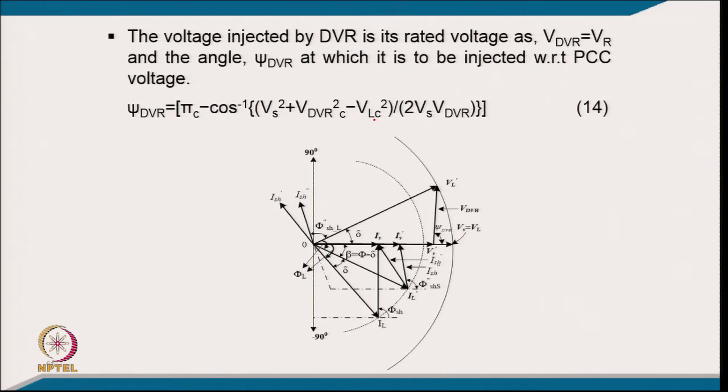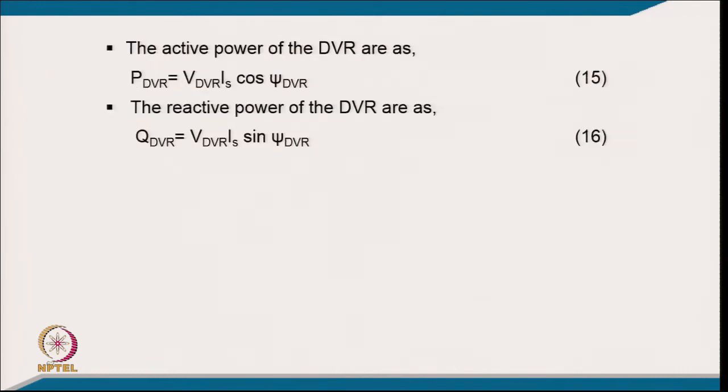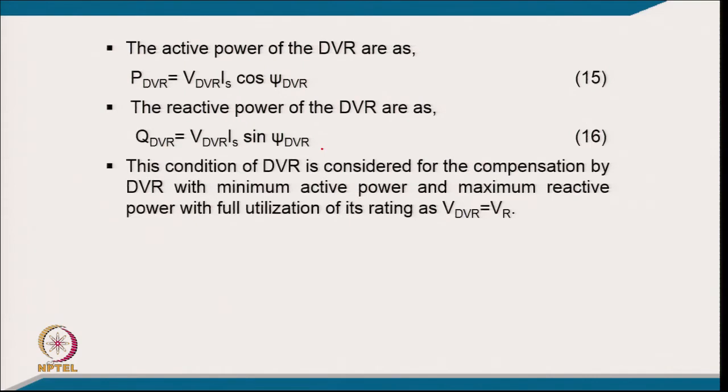So, we calculate the angle at which we are injecting. This is the angle at which we are injecting, and from this triangle we calculate the relation for the calculation of this angle. The active power of the DVR we can calculate as V_DVR I_DVR cos phi_DVR, where phi_DVR is the angle between the two, which we just calculated. The reactive power of the DVR is Q = V_DVR I_DVR sin phi_DVR.